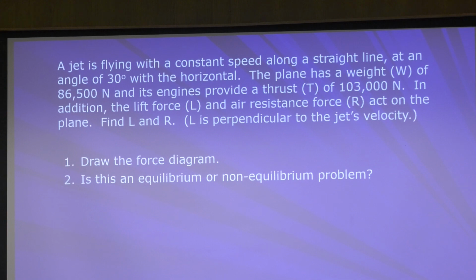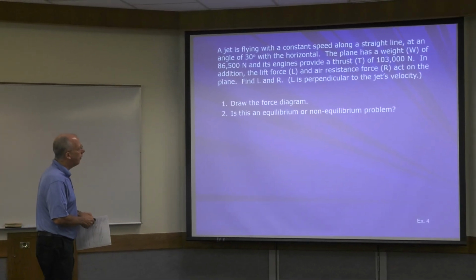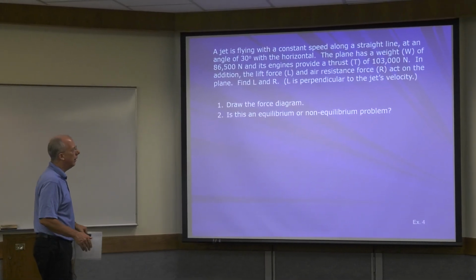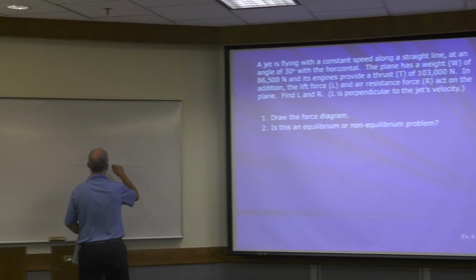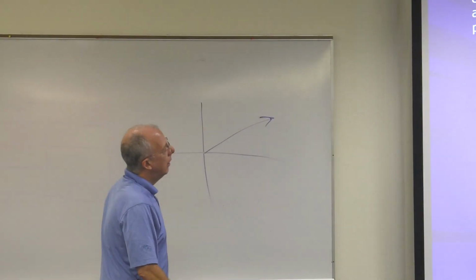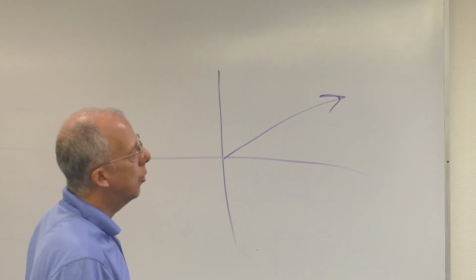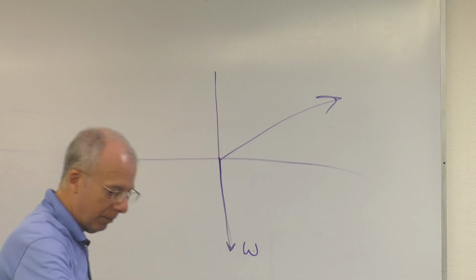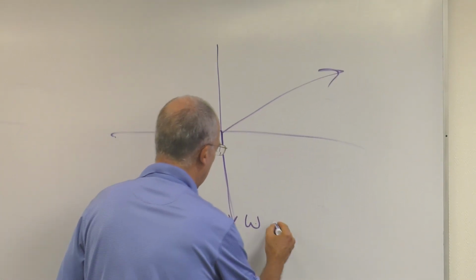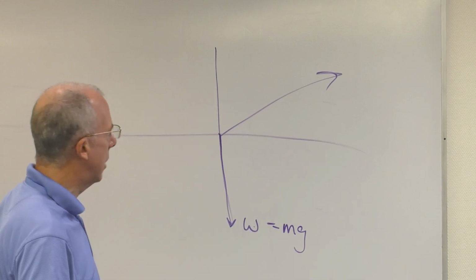Okay, so we're back. A jet is flying with constant speed along a straight line at an angle of 30 degrees with the horizontal. What's with the 30 degrees? So we have something like that. The plane, that's the thrust. The plane has a weight. The weight always points towards the center of the Earth, straight down. I don't care about the numbers, just W.